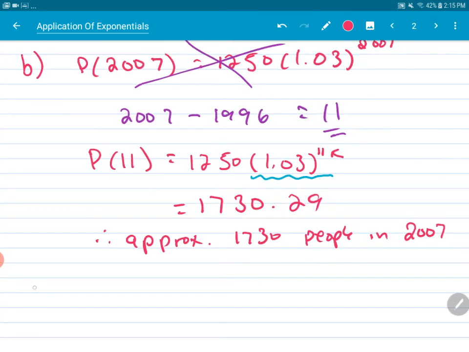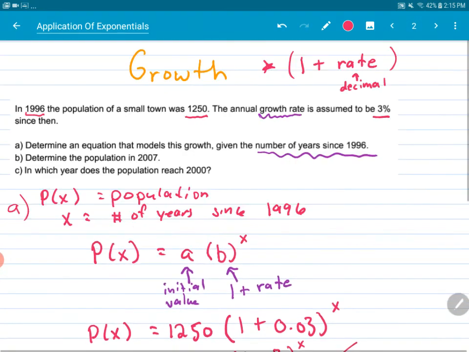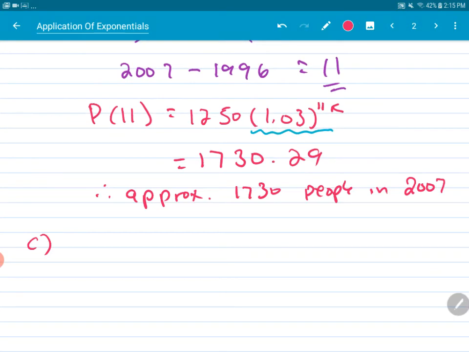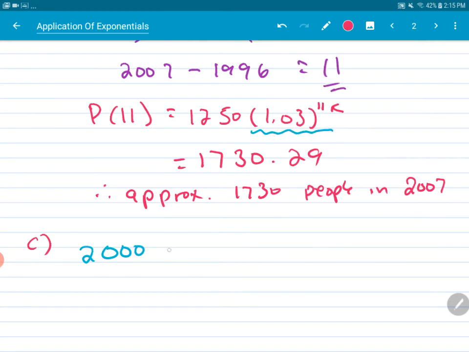And finally, part C, we can go back up just to read it, says, in which year does the population reach 2000? So now they're giving us the population, which means that we actually get to plug that into the population side of the equation, which is the left side. So population of 2000 equals 1250 times 1.03 to the power of x.